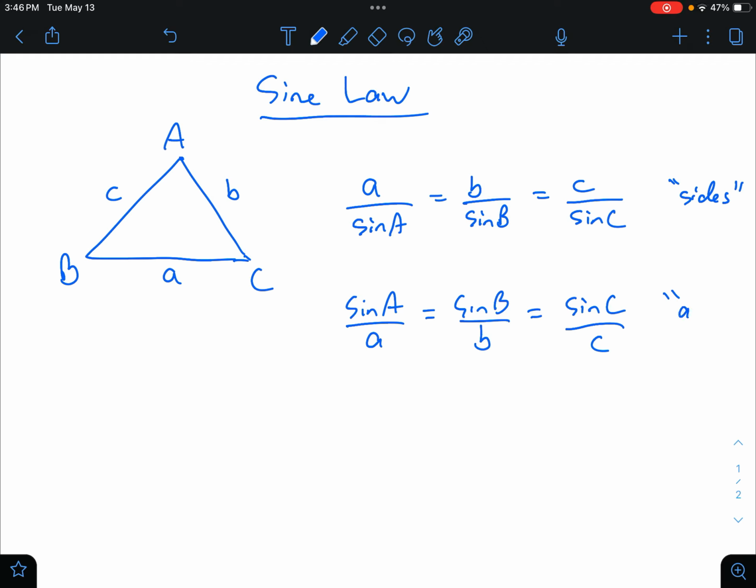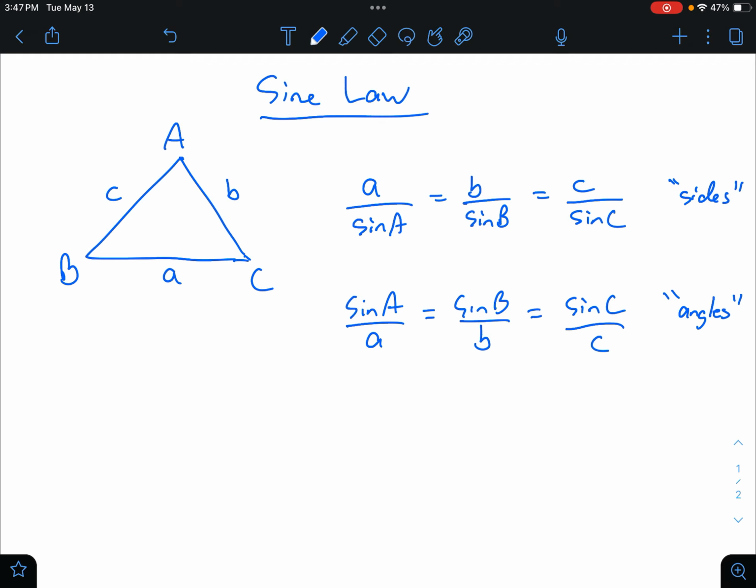This is really good if you have to find an angle. So if you have to find an angle, let's say I'm trying to find angle A or angle B, it's better to use this version because then my angles are already on the top of my formula, and when I try and solve for it, it makes it a little bit easier. There's less rearranging I have to deal with.